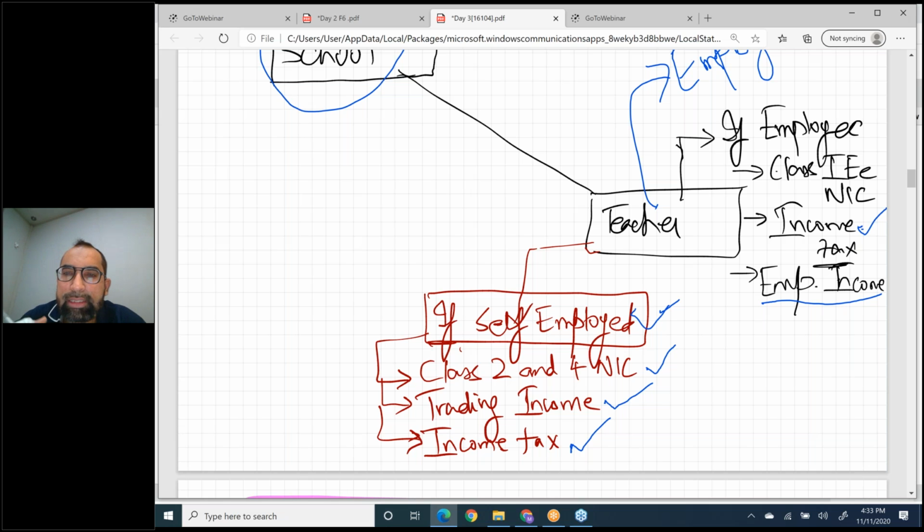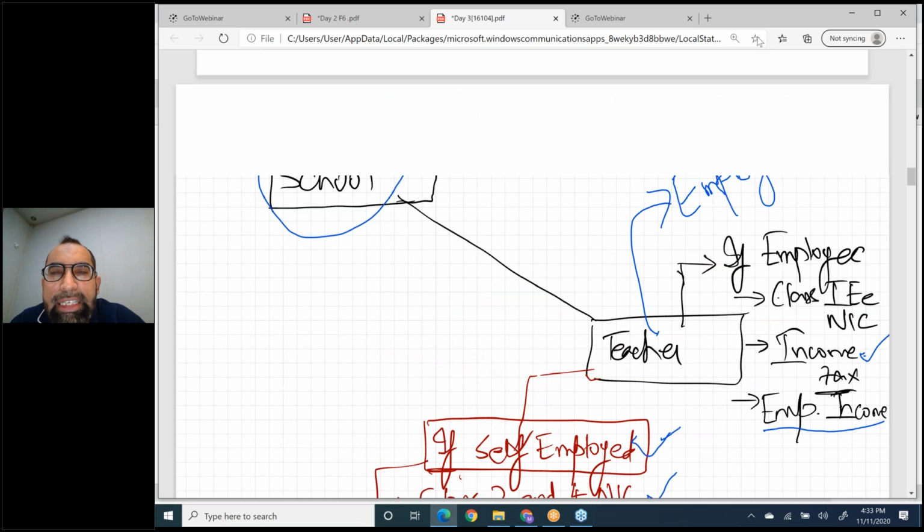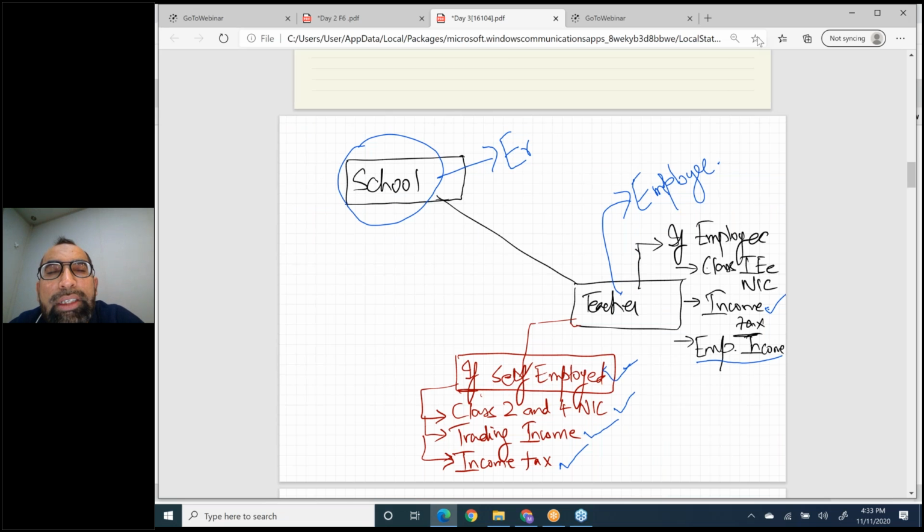Okay, now in this case when the teacher is self-employed, then the school is no more employer. So the school won't be paying any class 1 employer NIC or 1A NIC for this teacher. Plus the school won't be maintaining any PAYE for this teacher. Okay, right? So you must know these things and tips. These are very very common areas in your papers.